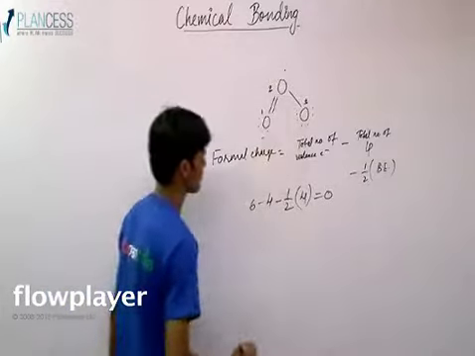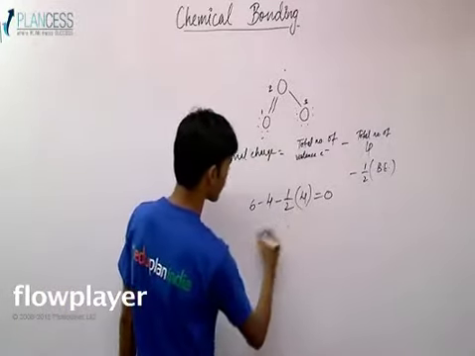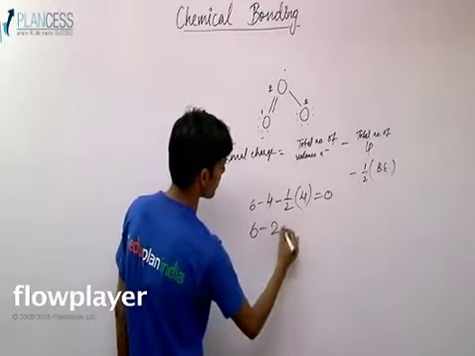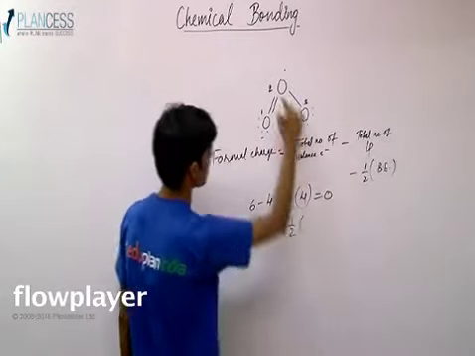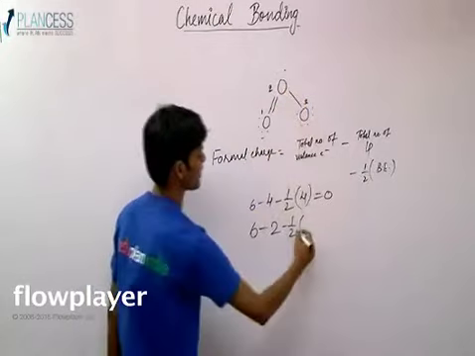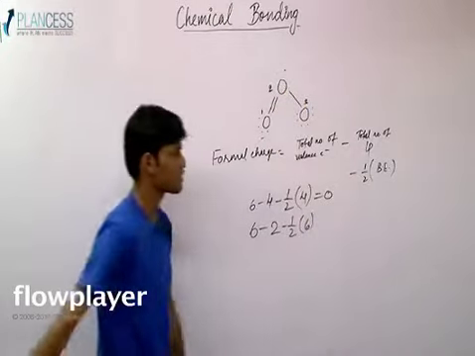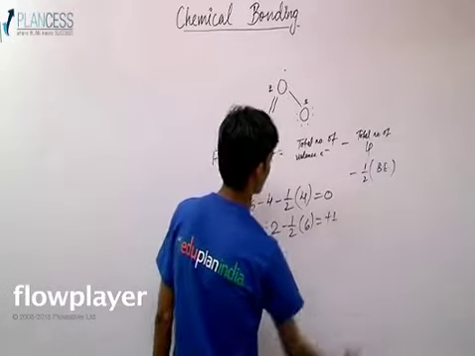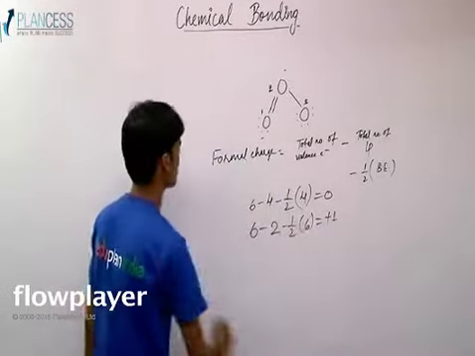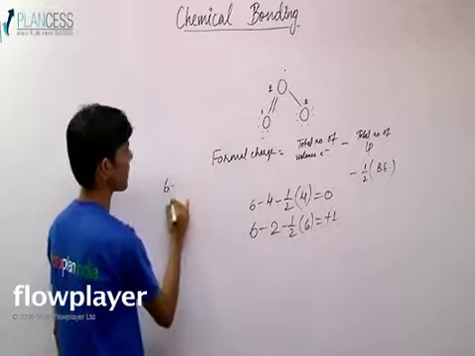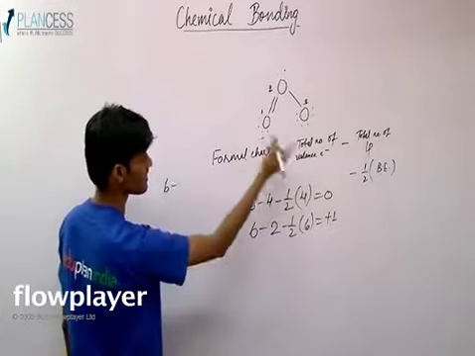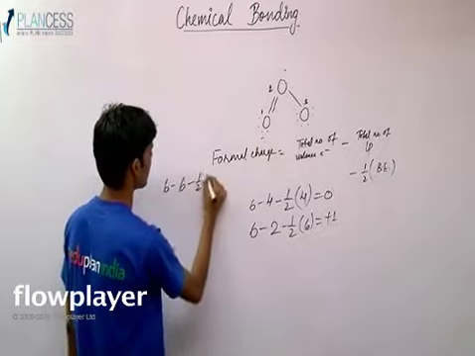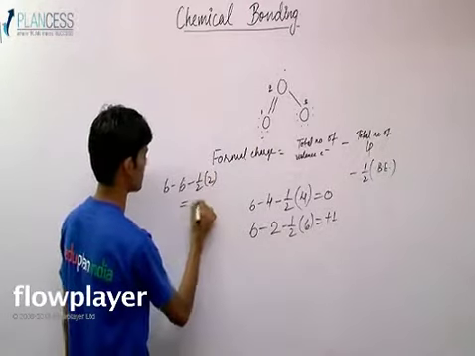Now consider the second oxygen. The total number of valence electrons is 6, minus the lone pair electrons, which are 2, minus half times the bonding electrons. There are 6 bonding electrons, so in this case the charge equals plus 1. For the third oxygen, it is 6 minus 6, in fact the lone pair electrons, minus half times only 2 bonding electrons, so it has charge minus 1.